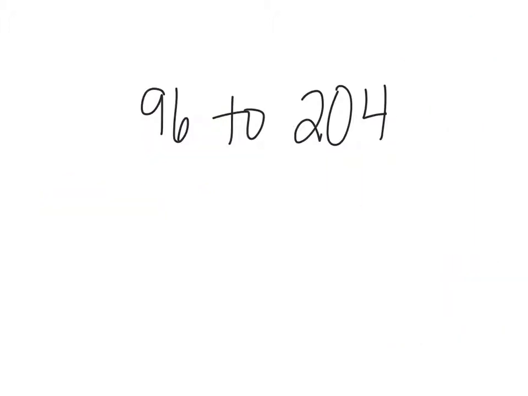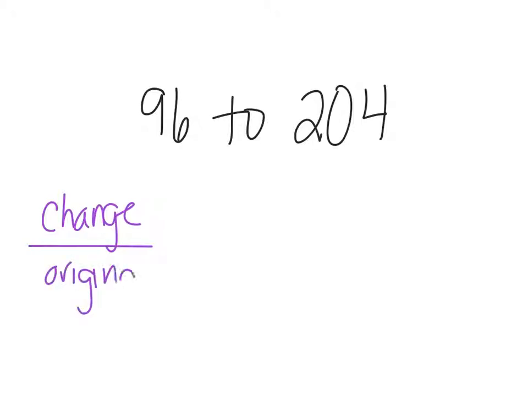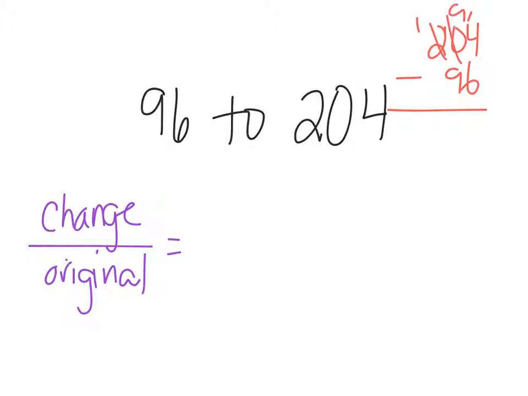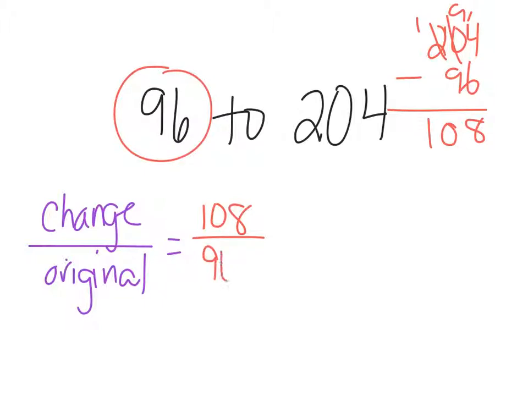All right, let's take a look at one more example. So again, we're going to do change divided by original. And so now I have to do 204 minus 96 to find the change. So I get 108 over the original, which is 96. So I'm going to do 108 divided by 96. And I get 1.125. So now when I change this to a percent, I have to move it 2 places to the right.